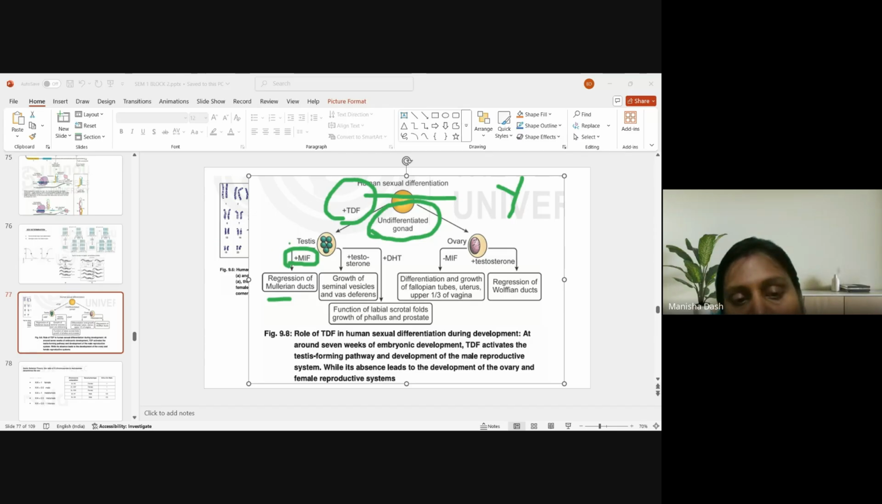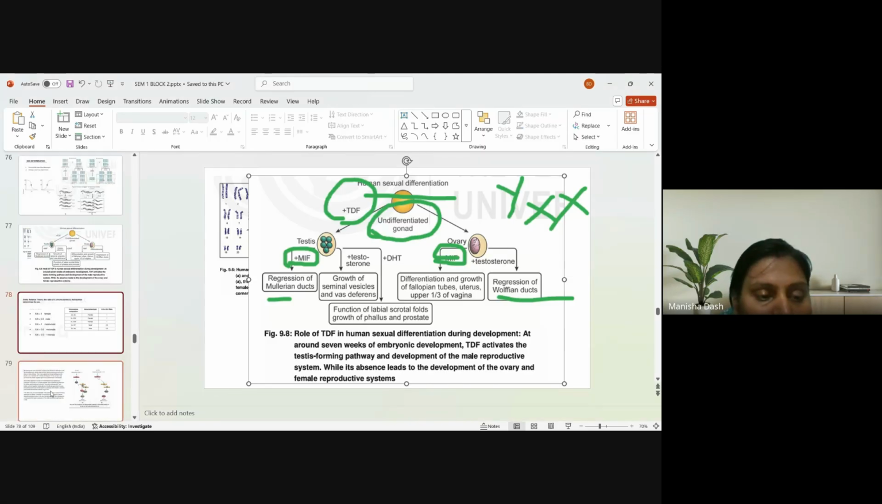Similarly, if there are 2 X chromosomes or simply an absence of Y chromosome, the gonad will develop into ovary. Without the testis, there is no MIF, the anti-Mullerian hormone, and no testosterone, which leads to regression of the Wolffian duct. The Wolffian duct means the male reproductive duct, like your vas deferens, etc. So ultimately it will lead to the development of the female reproductive parts, and in the presence of testis and testosterone, it will develop into male reproductive parts. That is how the male and female gonads develop in humans.